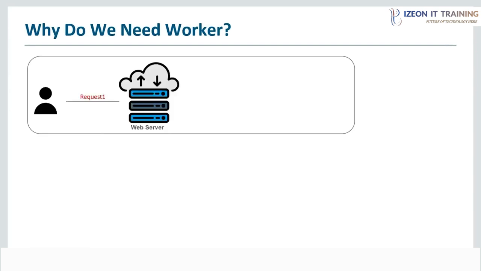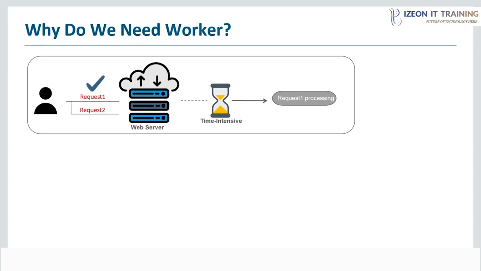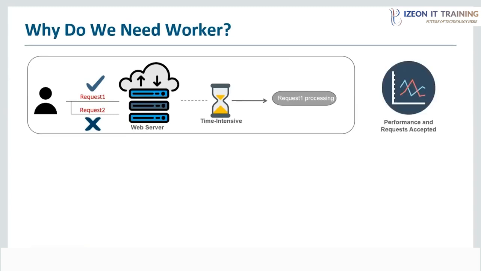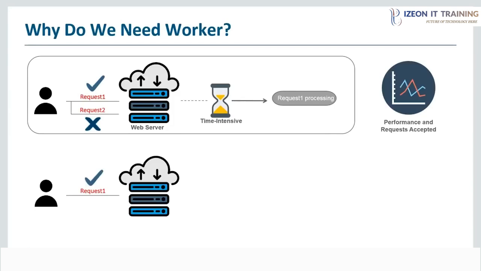So I have a client. He has made a request to the web server, and the web server has accepted the request, and it starts processing the request. But while it's processing the request, it comes across tasks which are taking a lot of time. Meanwhile, this client has sent another request to the web server. Since the web server is still processing the first request, it denies the second request. So the result of this is, the performance and the number of requests accepted by your web server will drastically decrease.